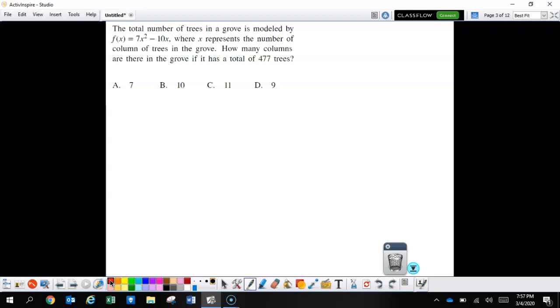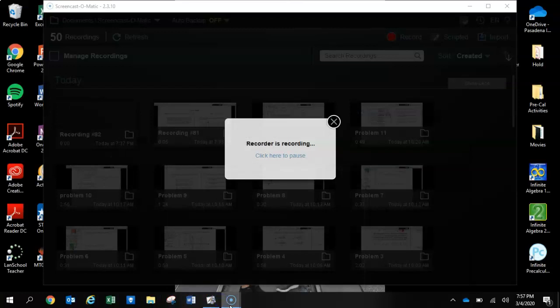Okay. Alright. The total number of trees in a grove is modeled by f of x.